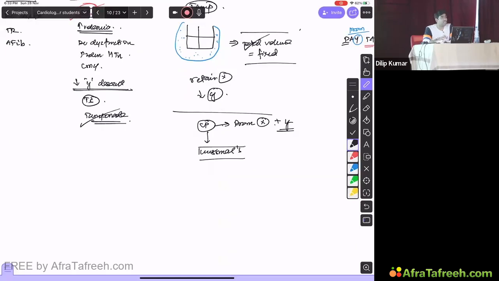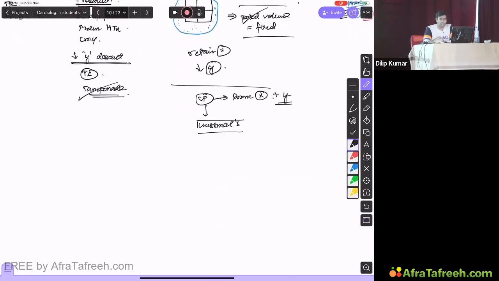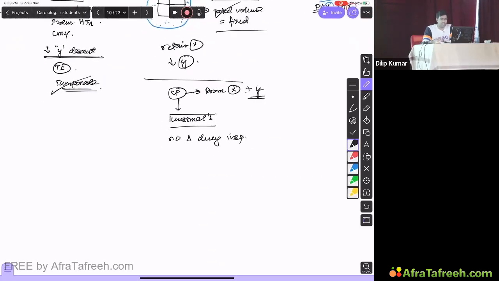So what is Kussmaul sign in JVP? An inspiratory fall in JVP is normal. Some books will say a paradoxical increase in JVP during inspiration is Kussmaul sign, but that is not the case. If there is no change in JVP during inspiration, or alternatively, if the JVP increases with inspiration, this is called Kussmaul sign.